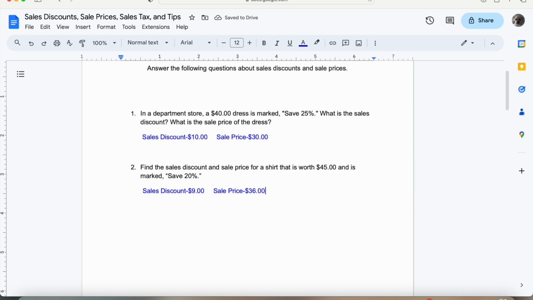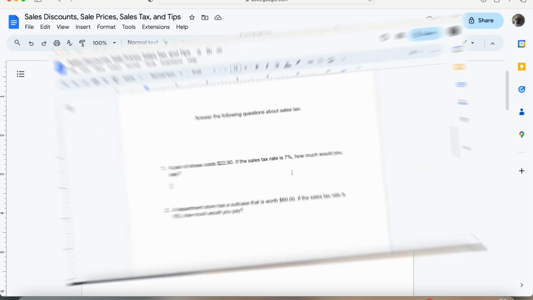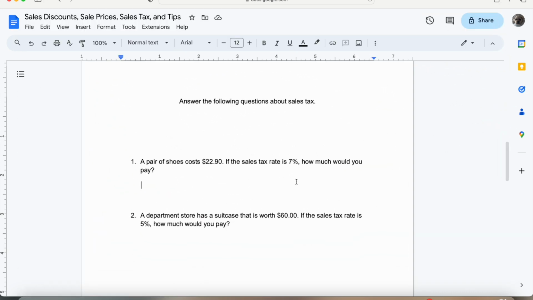Alright, so that is how to calculate sales discounts and sale prices. Okay, next I will be showing you how to calculate sales tax.